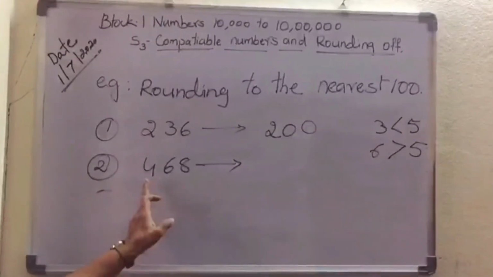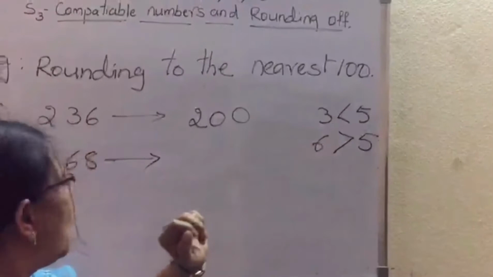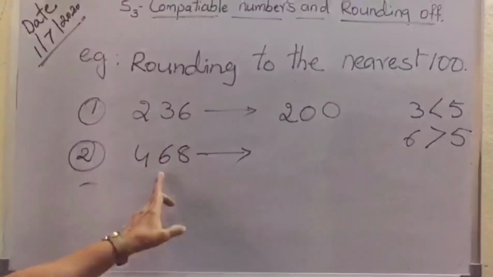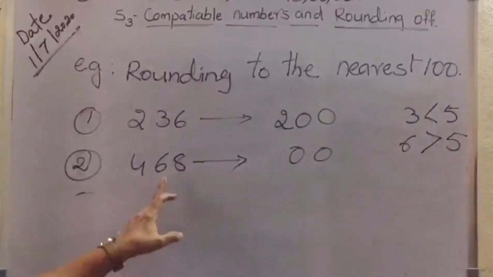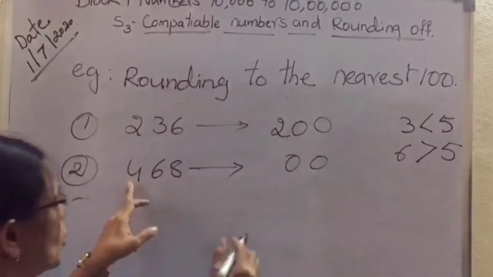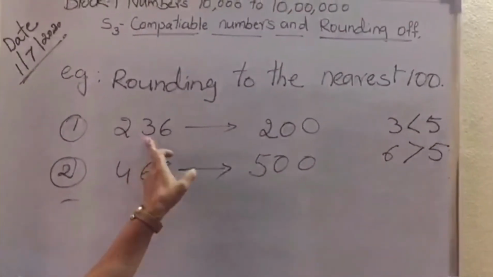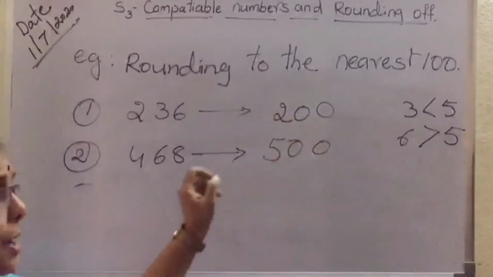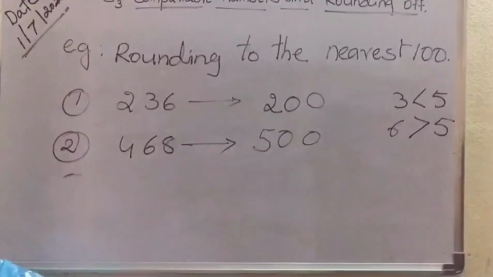Now the next example, 465. 6 is greater than 5. So what will we do, children? Here 6 is there, so 0, 0, and this number will be changed. Instead of 4 we'll write 5. That means 236 is rounded to 200 and 468 is rounded to 500.